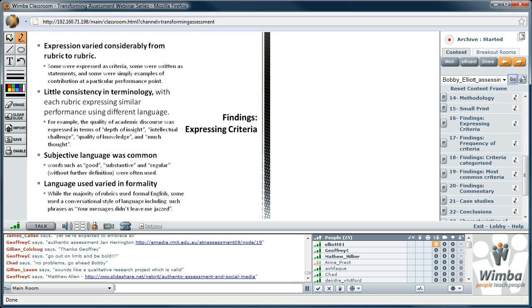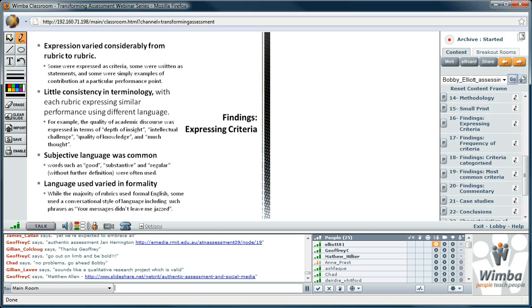Very little consistency in terminology. There's an example in the middle of that slide. So, for example, academic standards were expressed as depth of insight or intellectual challenge or quality of knowledge, much thought. All of those criteria, and they are literally quotations from rubrics, really all meant the same thing, but used quite different language. So there's a problem, I would argue, in the way that rubrics are expressed.